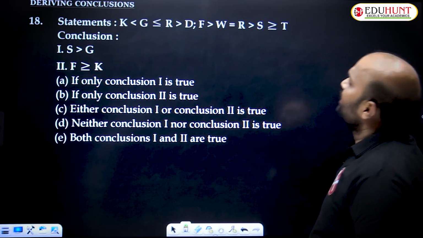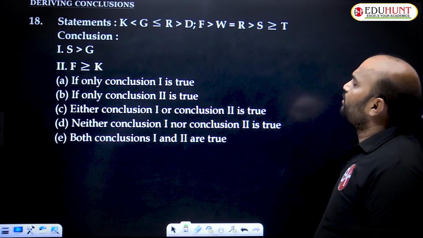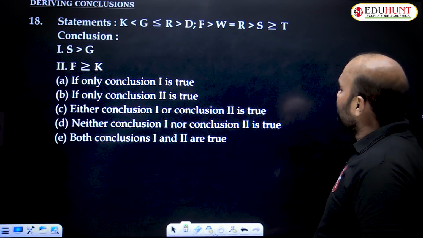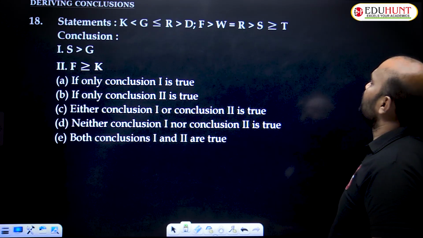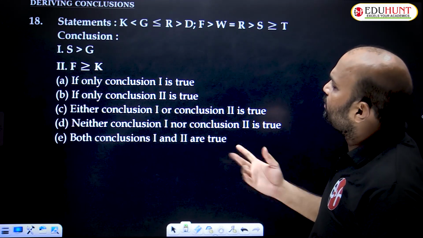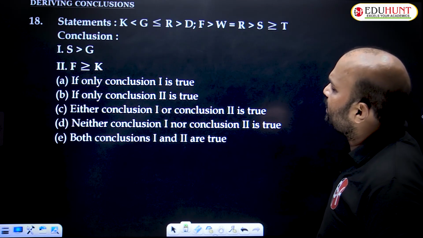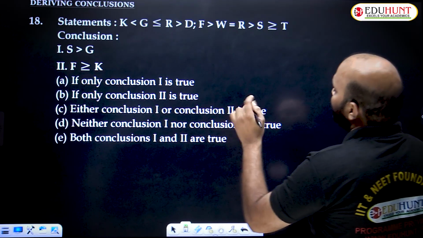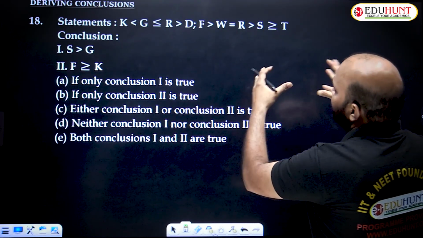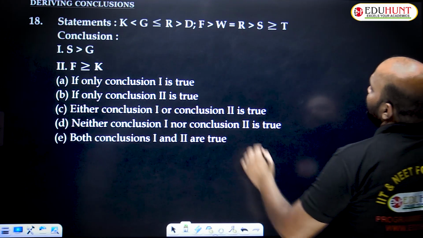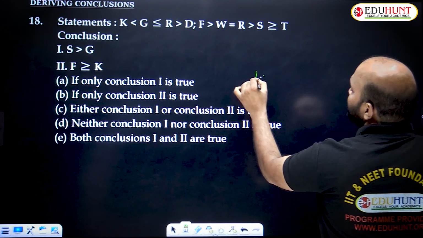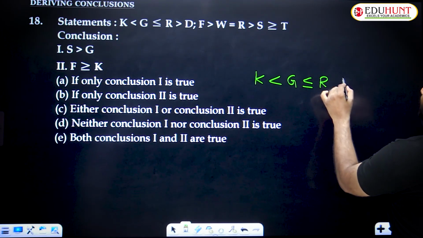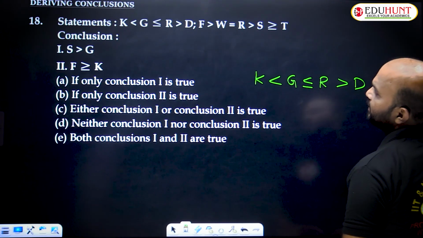Given statements: K is less than G, G is less than or equal to R, R is greater than D. Second statement: F is greater than W, W equals R, R is greater than S, S is greater than or equal to T. Conclusions: S is greater than G; second, F is greater than or equal to K. By using the two statements, it can be converted into a single statement. So you can merge it based on the variables. Firstly, the first statement: K is less than G, G is less than or equal to R, again R is greater than D.